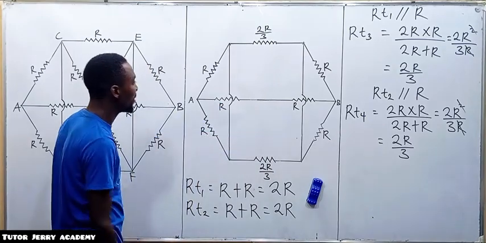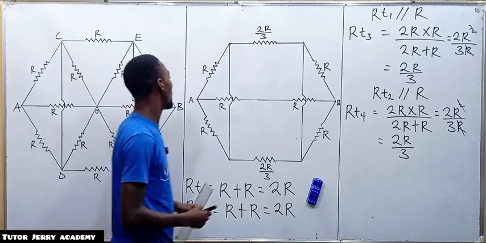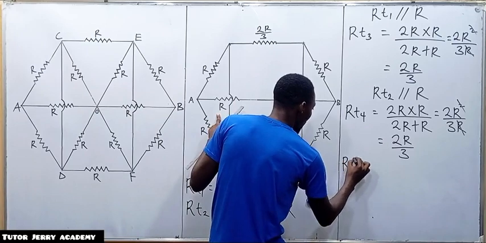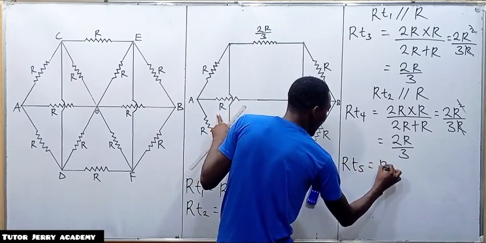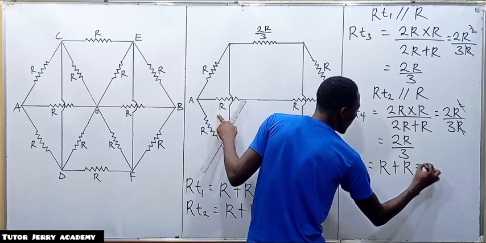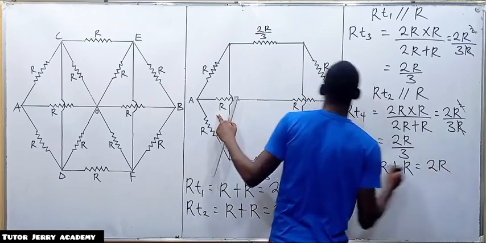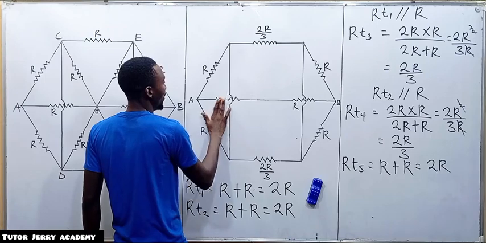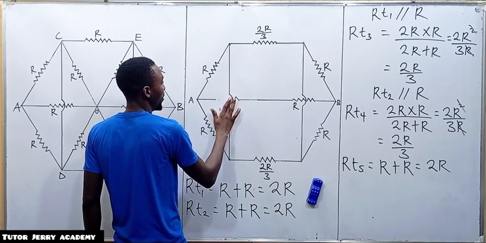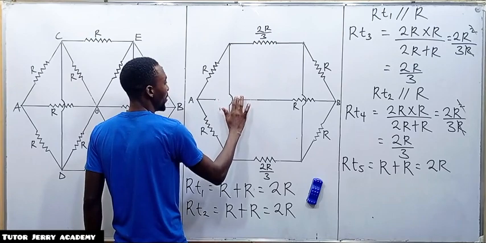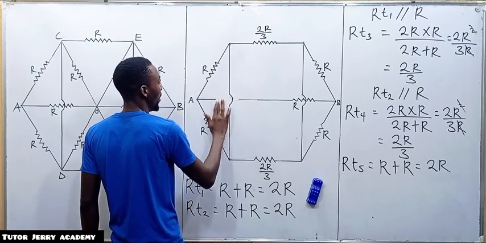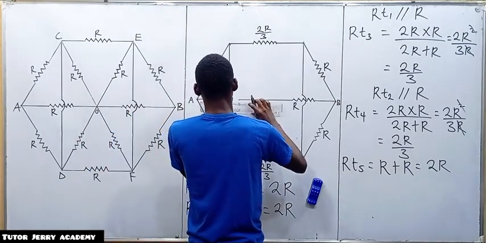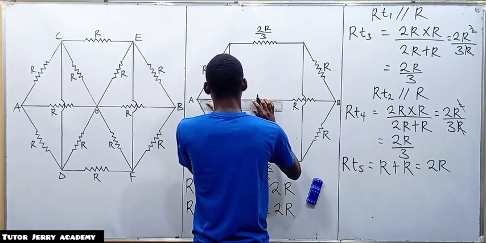All right, so it means that if they are in series, we can therefore say RT5 will be equal to R plus R, which is going to give us 2R. So we can therefore clean this, and therefore clean what we have here, and replace this with a straight line.